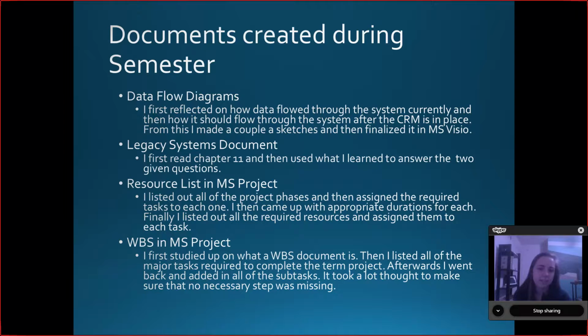Then we worked on the legacy systems document. We were given 2 questions. I first read chapter 11 and used what I learned to answer those questions. Then we worked on the resource list in MS Project.